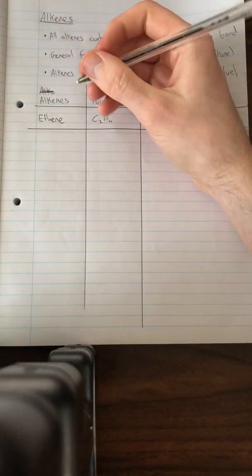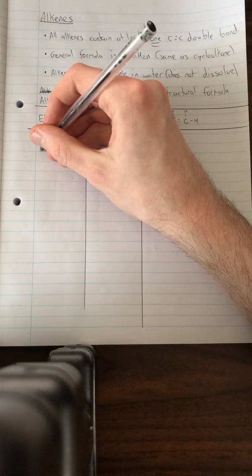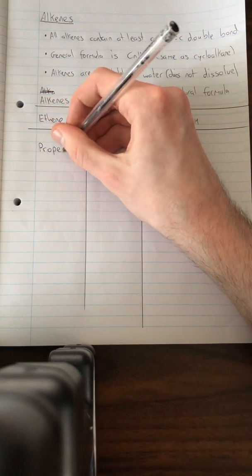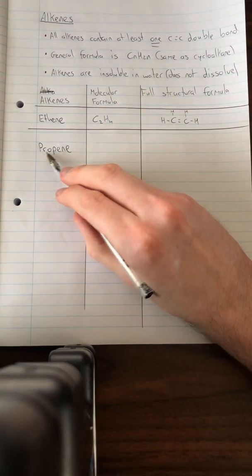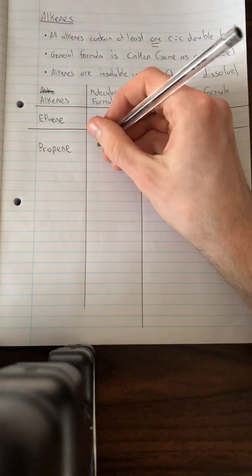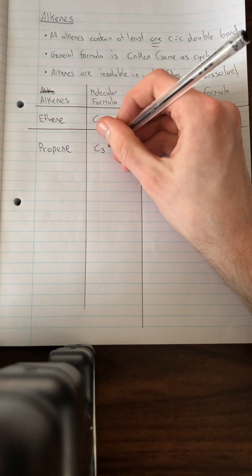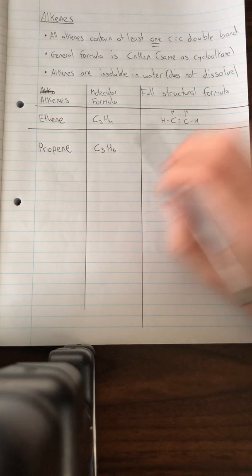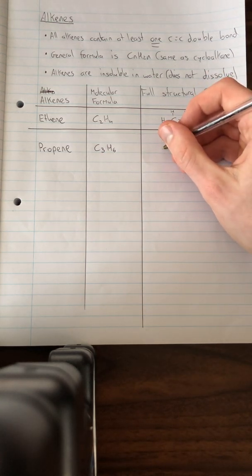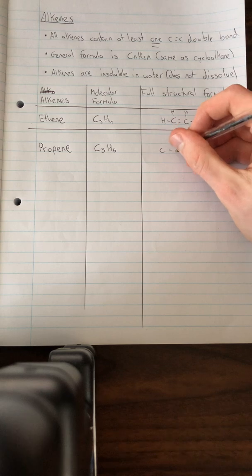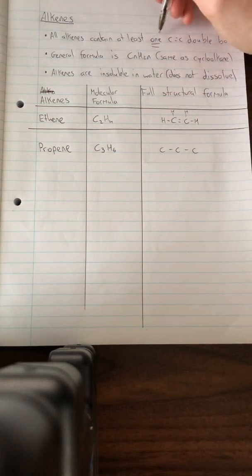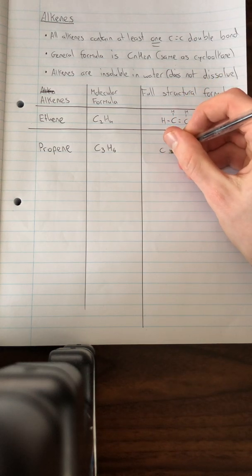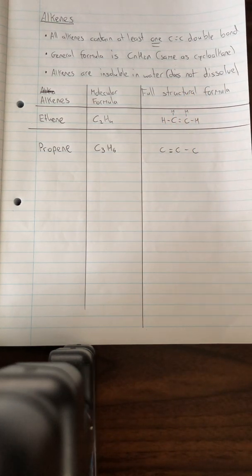Right, the next one is propene. Okay, prop because there's 3 carbons, ene because it's an alkene. So that would be C3H6. Yeah? So how do we draw that? Let's draw out our 3 carbons. Now remember, all alkenes contain at least 1 carbon to carbon double bond. So we put that carbon to carbon double bond in, and then we draw in the hydrogens.